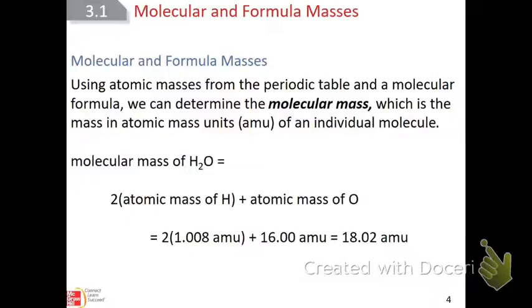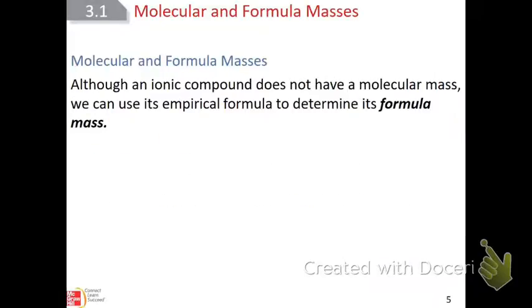And then the same thing is true about an ionic compound. What it's saying here in this slide is that, although an ionic compound does not have a molecular mass, because ionic compounds can dissociate so easily, we would say it has a formula unit, a smallest piece still. So we can find its formula mass, and you're going to do it in exactly the same way.